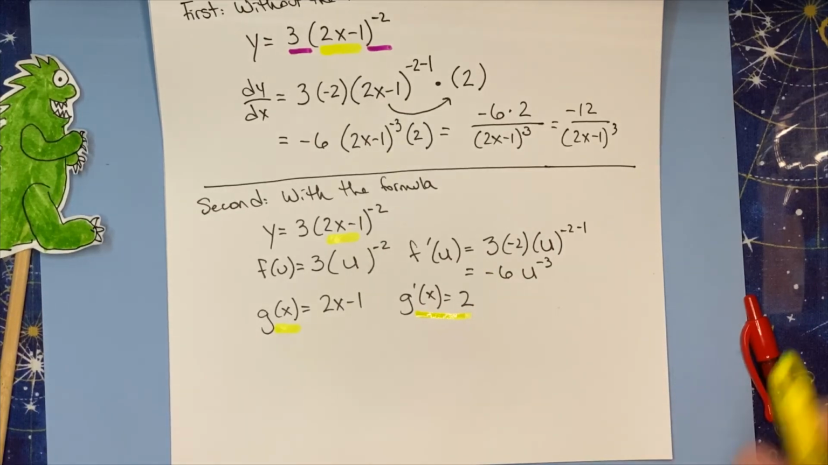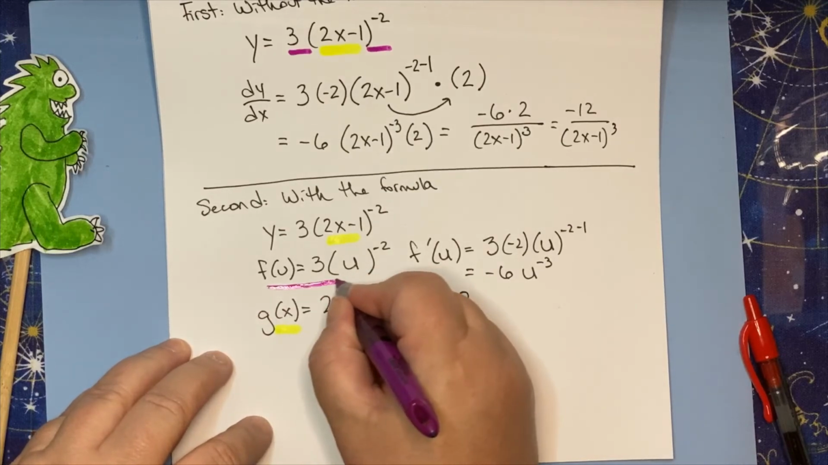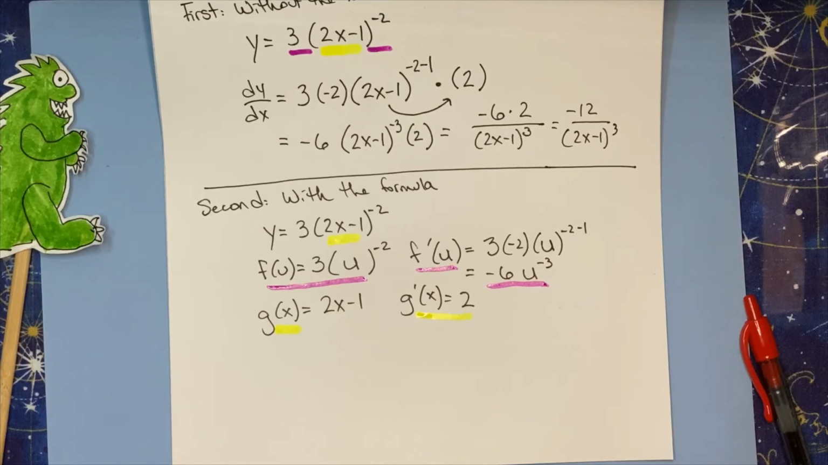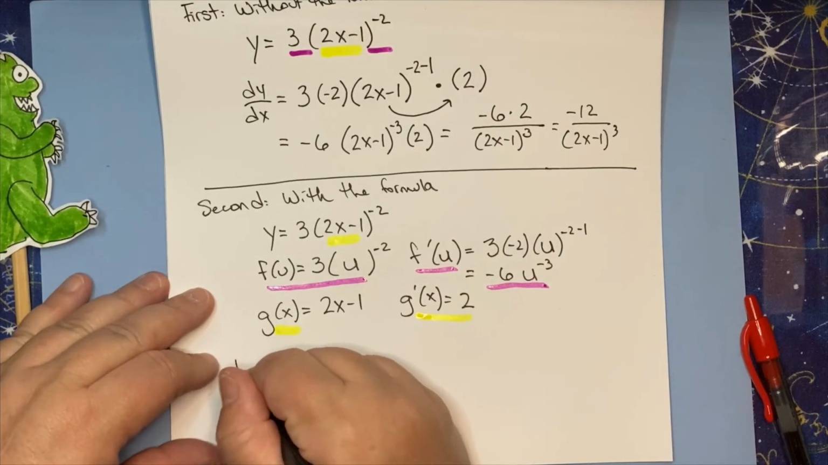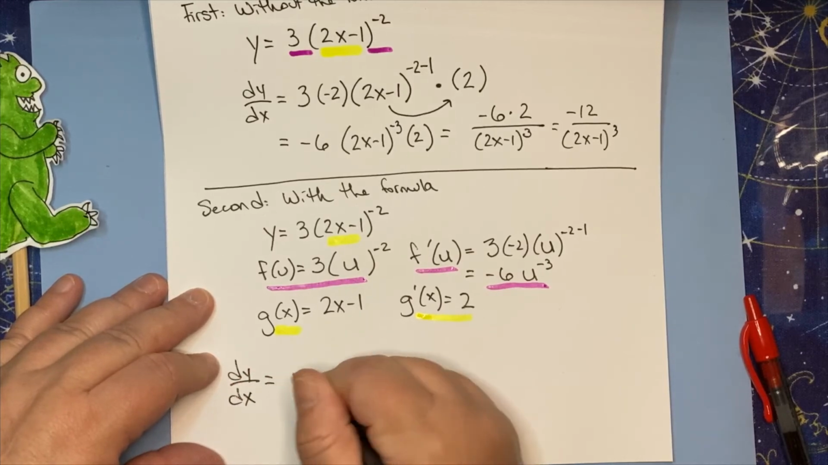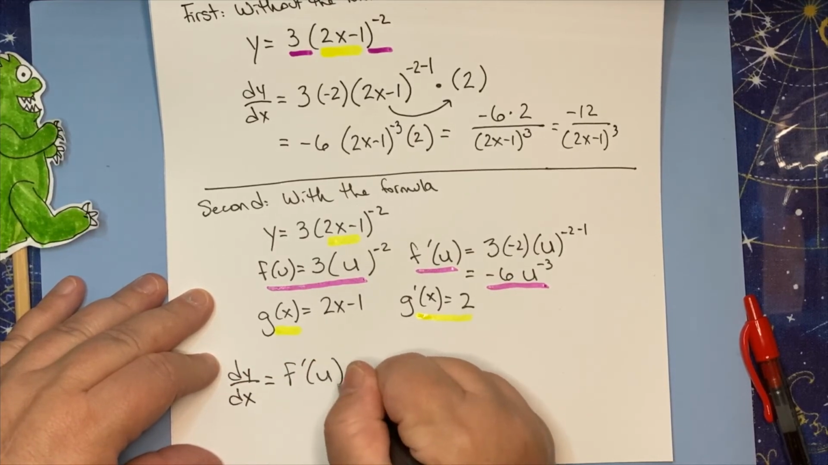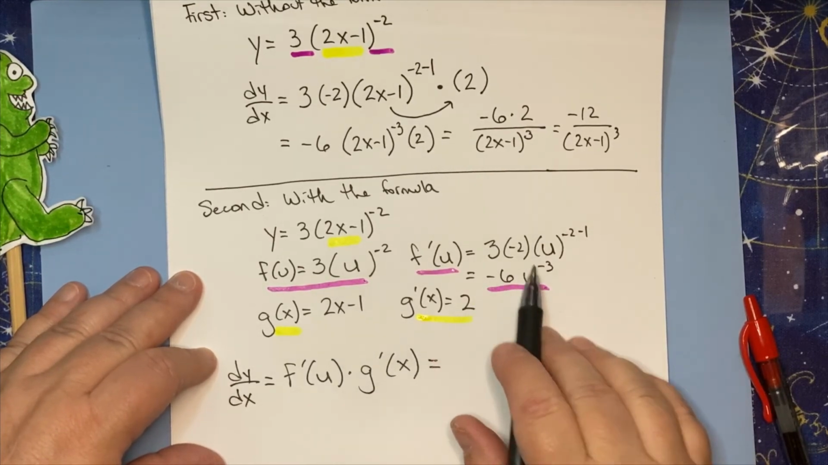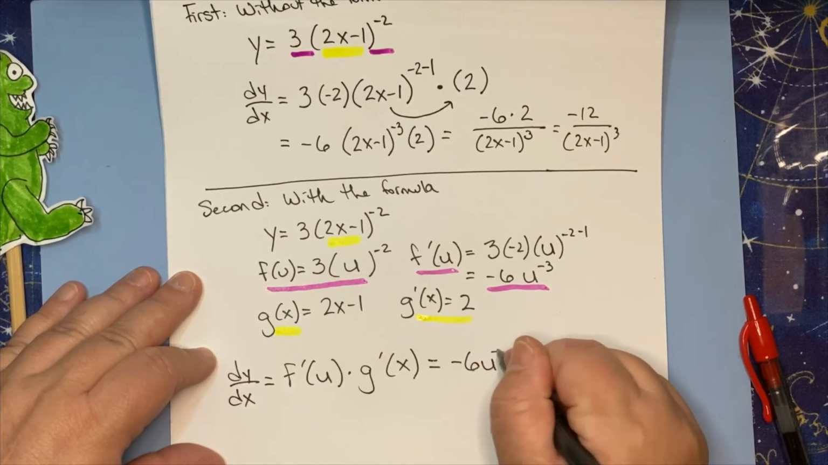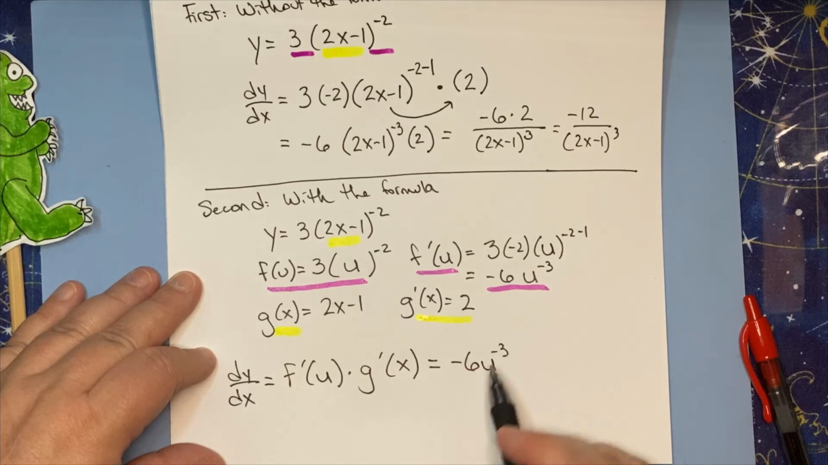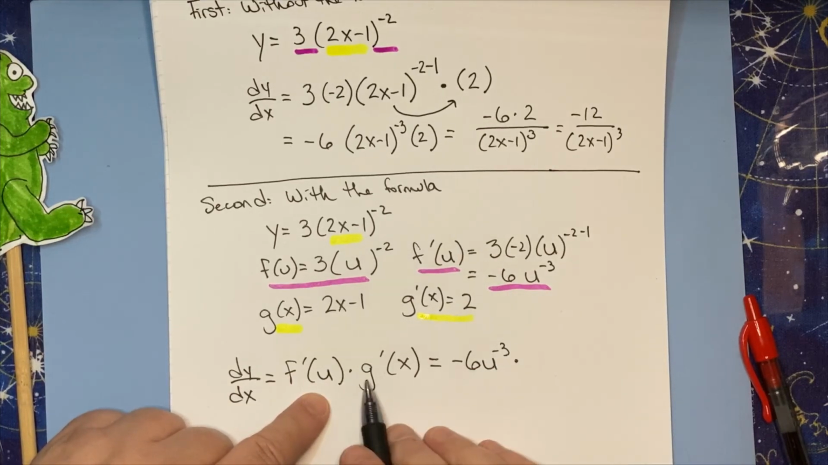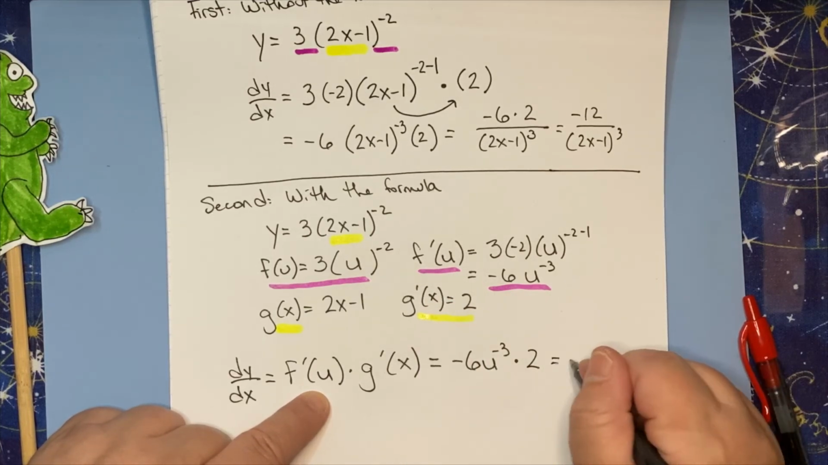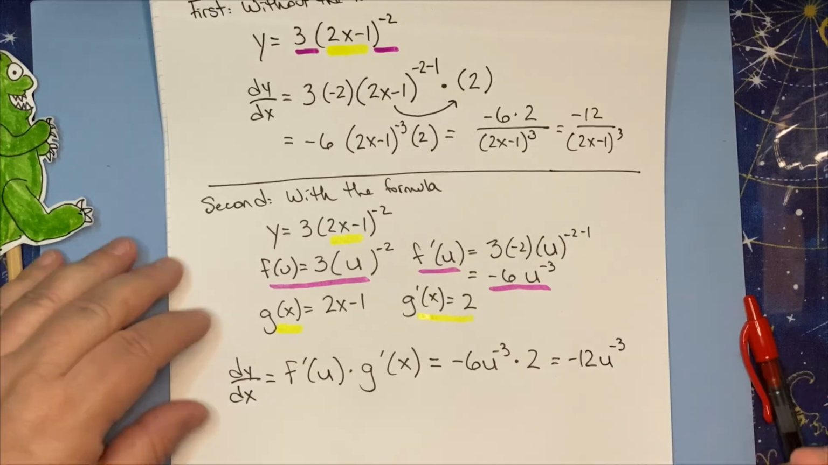So let me get everybody underlined. Here's my g prime of x, sorry. Here's my outside function. There we go. Which is going to be right there. Okay, so, where's my pen? dy/dx equals f prime of u times g prime of x, which is equal to, right here, negative 6u to the negative third, right there, the f prime of u, there we go, times g prime of x, which is 2. Okay, so that's going to be negative 12u to the negative third.